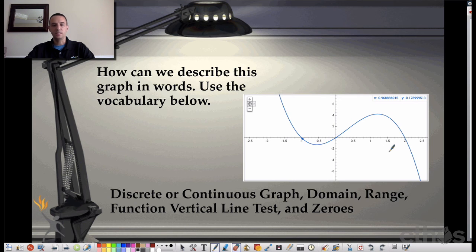So you can say this one is continuous, its domain is all real numbers, so is its range, it passes the vertical line test and has 3 zeros at negative 1, 0, and 2. And those are what you would write out in any long-form phrase.